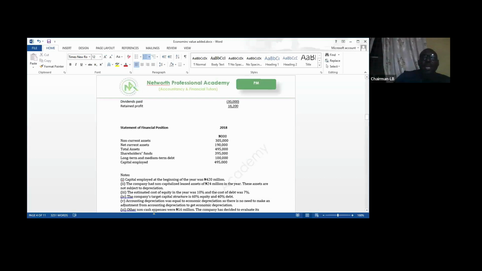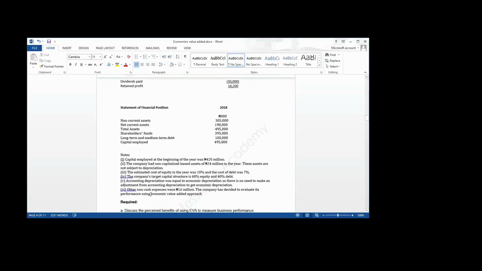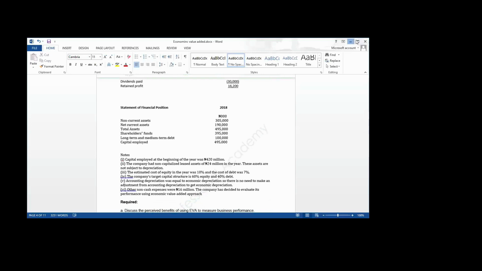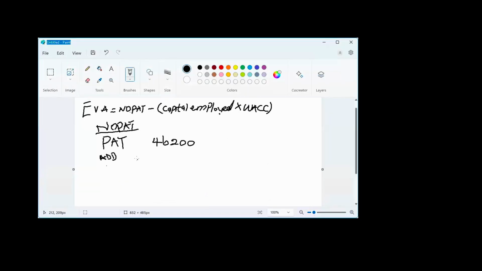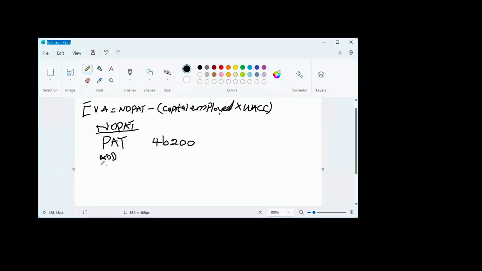We have non-cash expense. How much? Look at note number 6. Add back your non-cash expense, 16 million. I will come here. I need to add back my non-cash expense, 16 million.